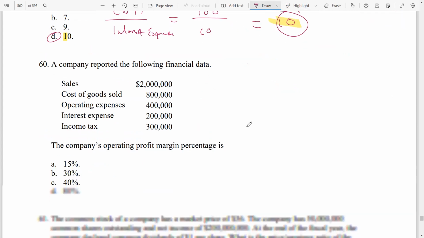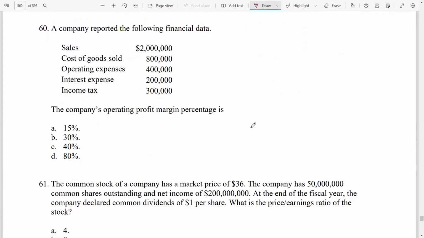This is the last question in this video series. Watch my next video as I continue with solving the questions. A company, so this also has data. I'm not going to read it. I'm going to go straight forward and read what is required. Whenever you see data, don't worry yourself about reading everything. So the company's operating profit margin percentages.